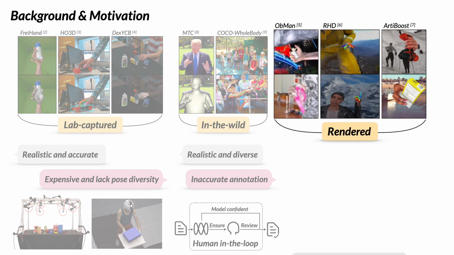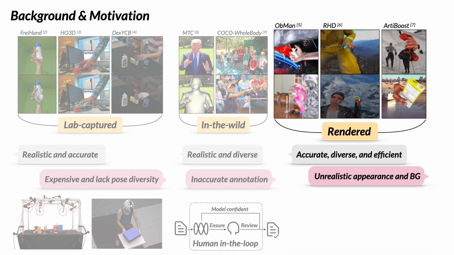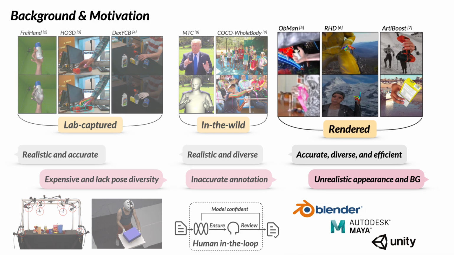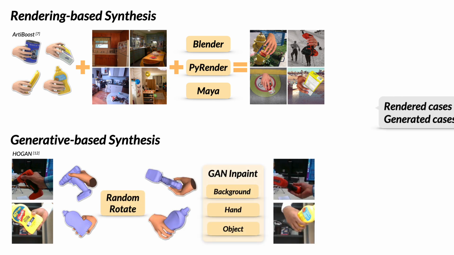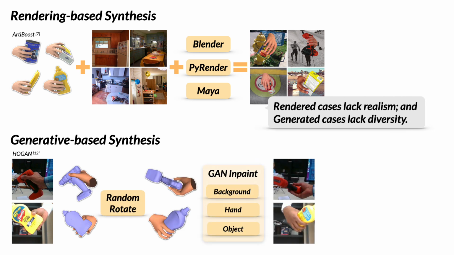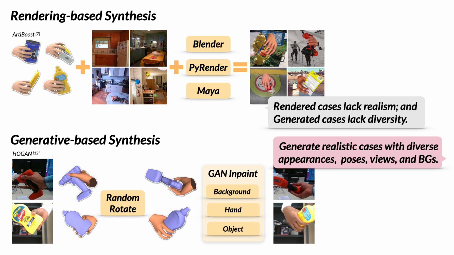Synthetic data is a workaround, but the rendered appearances and backgrounds are unrealistic. Existing hand-object image synthesis methods are rendering-based and generative-based. However, the former lacks realism and the latter lacks diversity. This motivates us to generate realistic cases with diverse appearances, poses, views, and backgrounds.